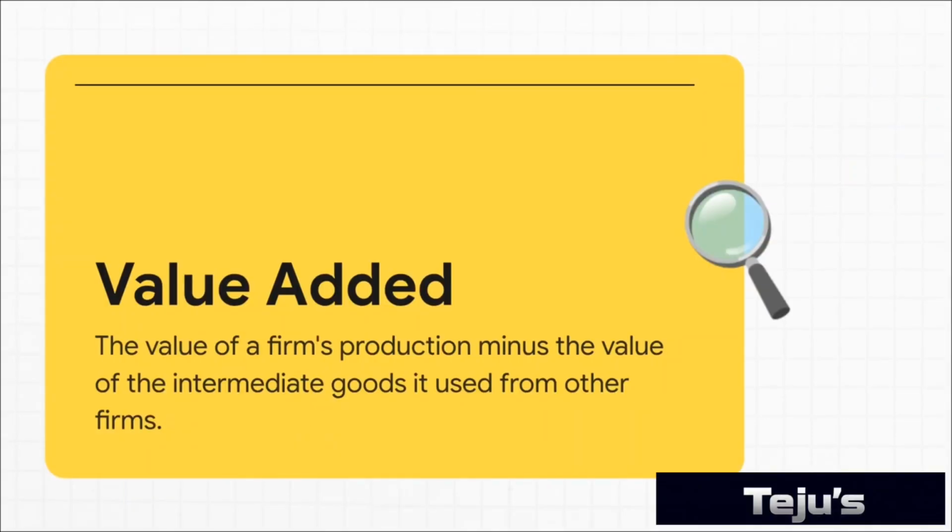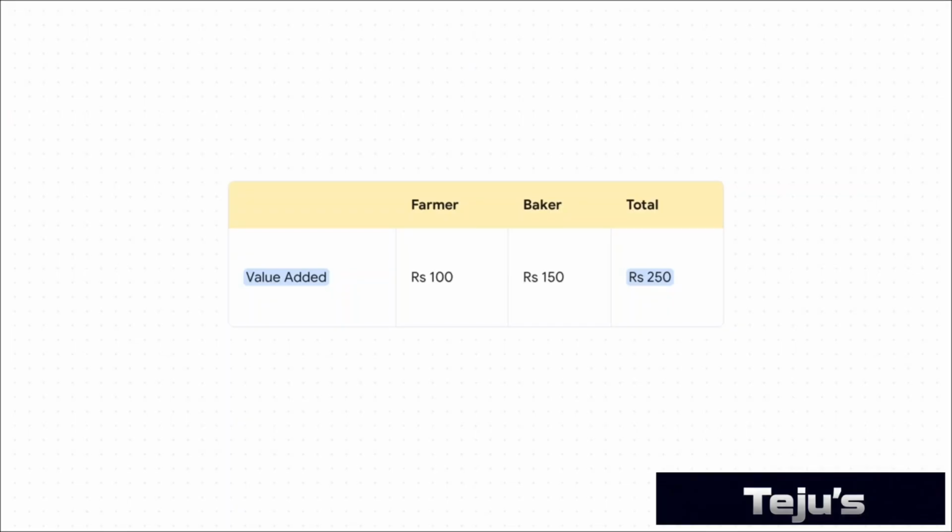Economists came up with a really clever idea called value added. It's simple, really. For any business, you just take the total value of what they sold and subtract the cost of all the materials they bought from other companies to make their product. Now let's see how this solves our problem.